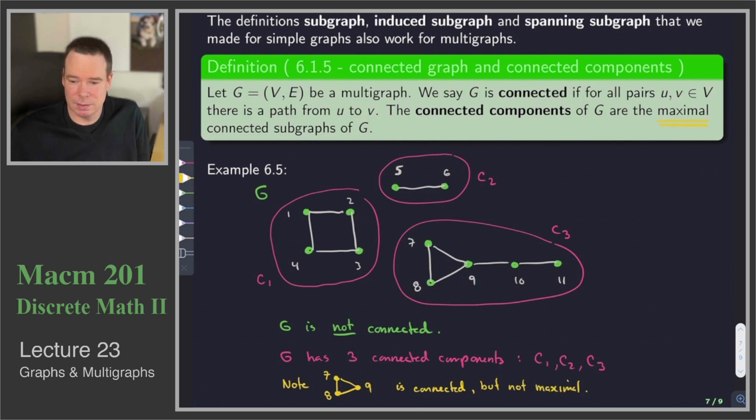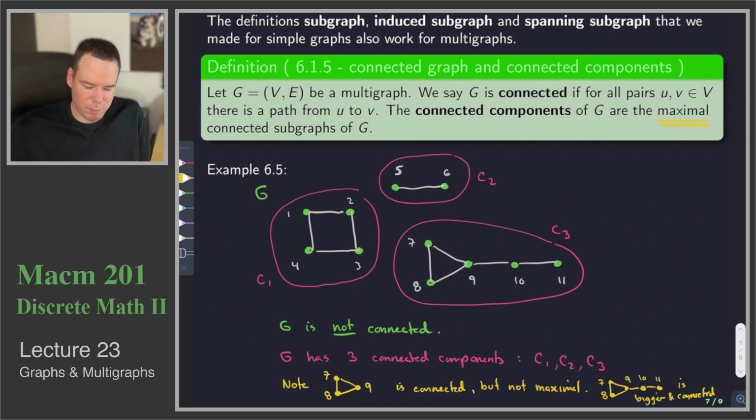It's not the biggest connected subgraph that contains those 3 vertices. This one, 7, 8, 9, 10, 11, is bigger and still connected.